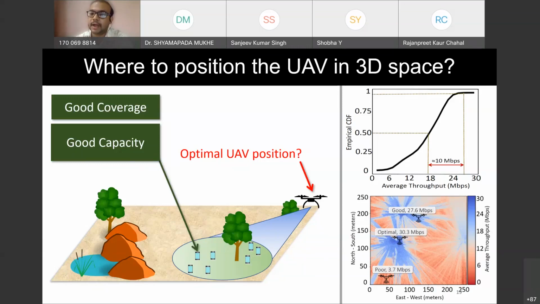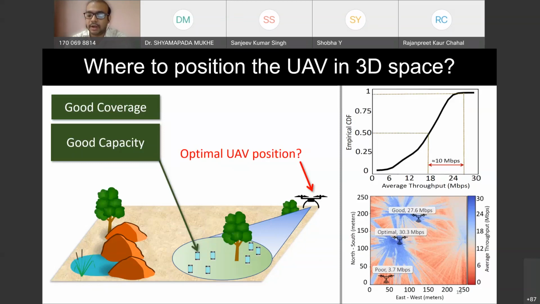throughput, right? So if you randomly put the drone somewhere in the 2D space or in this 3D space, because the altitude also comes into play, as you will soon see, you will get something like, as I have shown in the figure, 18 Mbps, your median in the CDF, right? Which is almost 10 Mbps less than what you can possibly get. Let's say your good throughput is 27.6. This is almost 10 Mbps less, right? So randomly putting the UAV is far from optimal, right?